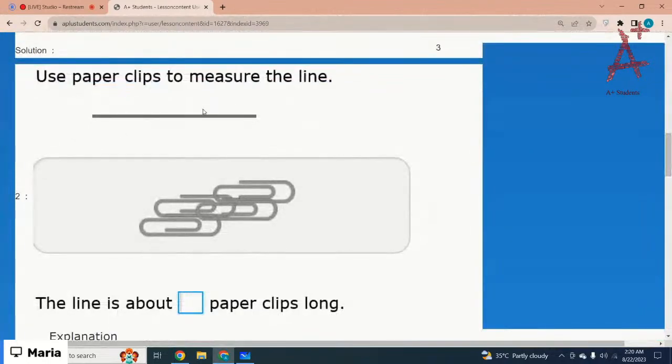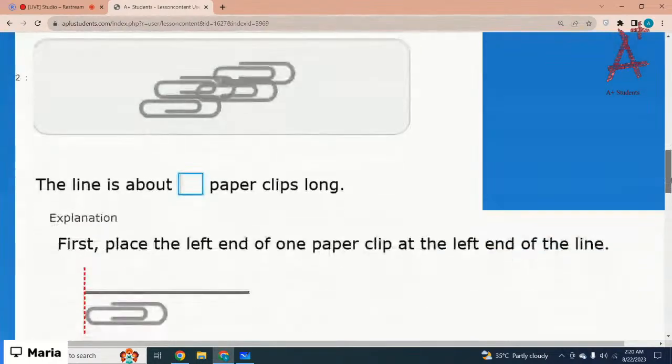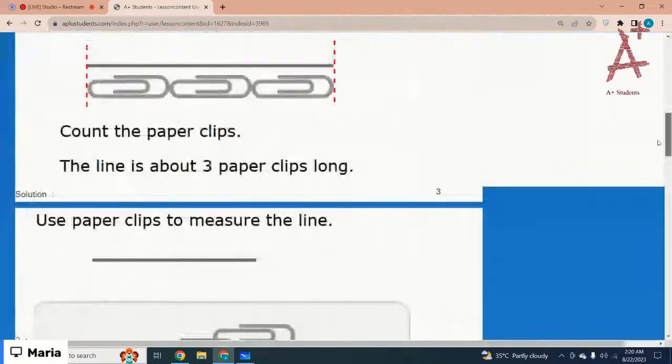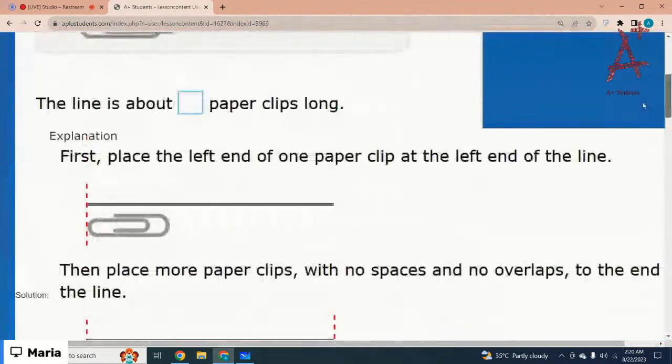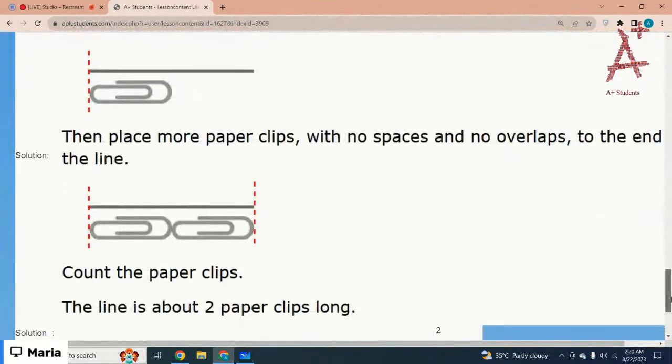Use paper clips to measure the line. So this line is about dash paper clips long. You have to align the paper clips to the left of the line until the right of the line, with no overlaps and no spaces between them. So you can see this line is just two paper clips long, right?